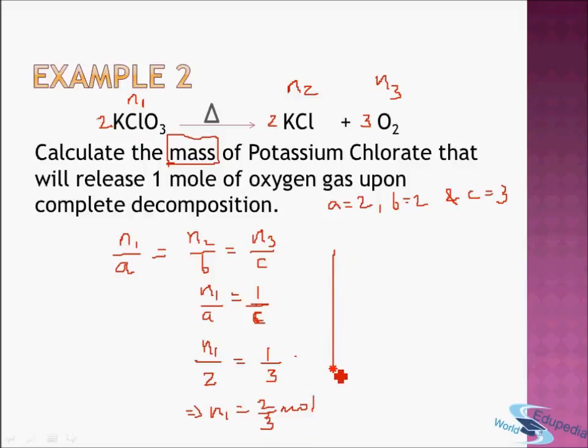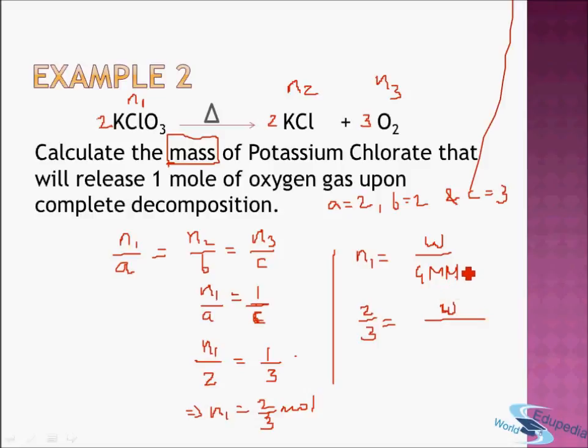So we just revise the relation between moles and mass. Number of moles, that is N1, is equal to the given mass divided by gram molecular mass. So N1 is 2 by 3, which is equal to W, the mass of potassium chlorate that we have to calculate, divided by gram molecular mass.